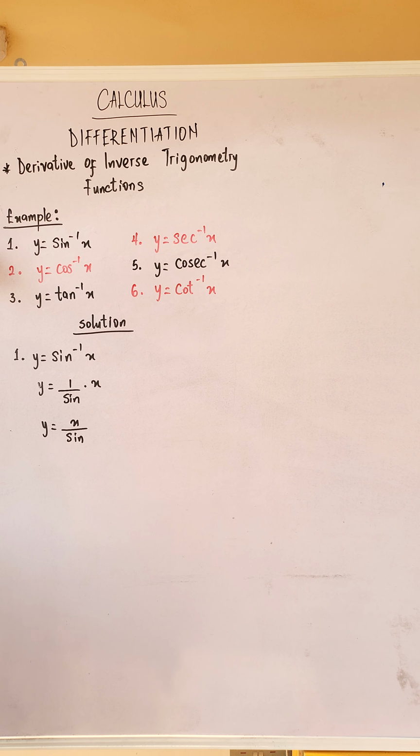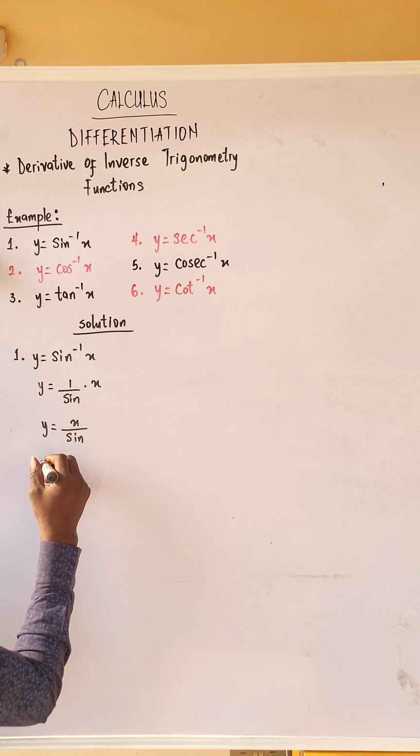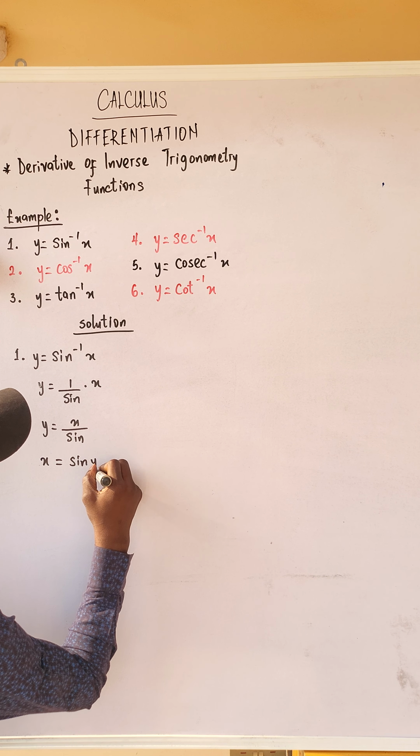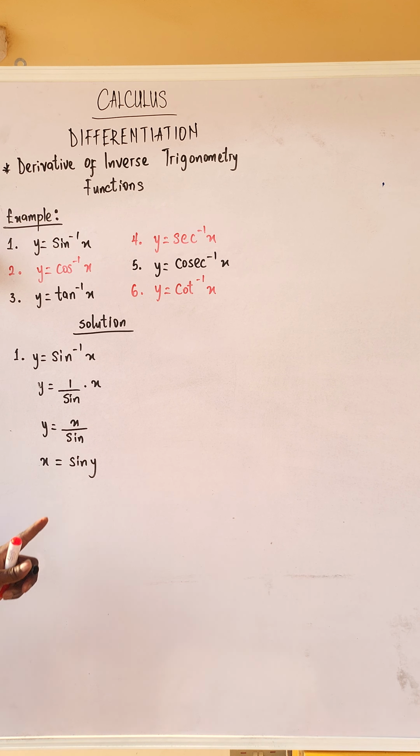What do we now do? You cross multiply. When you cross multiply, what are we going to be having? We'll be having x equals sine y. When you cross multiply, x equals sine y.